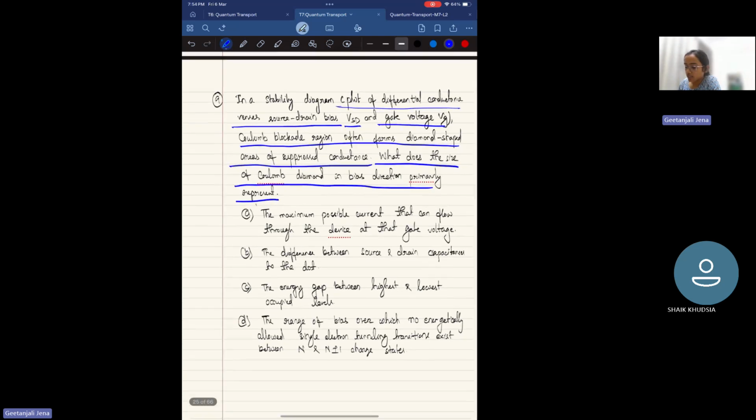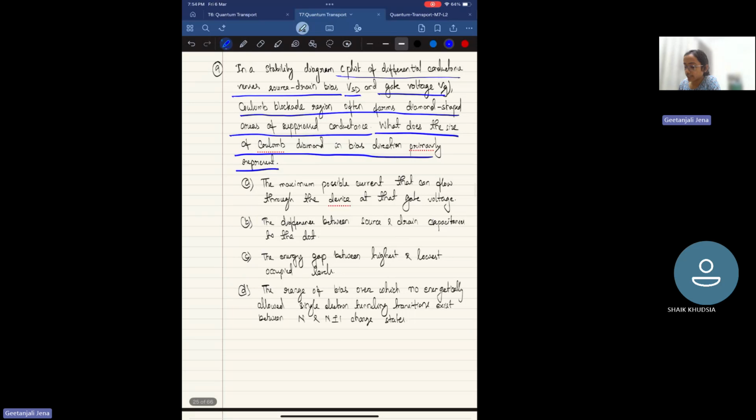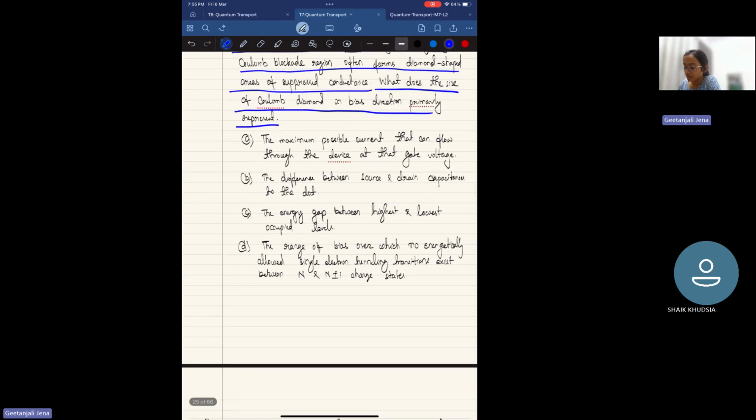Whether it represents the maximum possible current that can flow through the device at that gate voltage, or option B, the difference between source and drain capacitance to the dot, or the energy gap between the highest and lowest occupied level, or it represents the range of bias over which no energetically allowed single electron tunneling transition exists between n and n plus or minus one state.